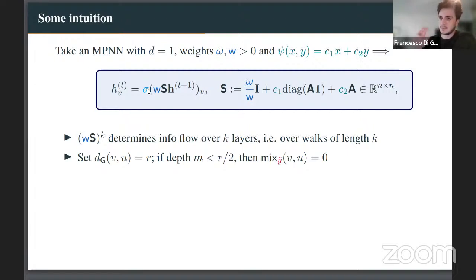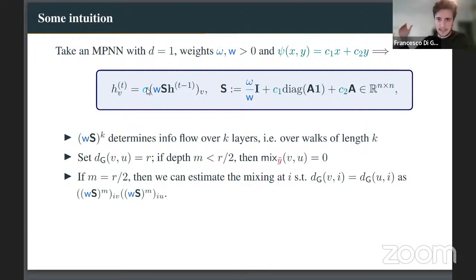If the depth is smaller than half the distance, then there is no node in the graph that can receive information from both v and u. It will either receive information from v, because it's closer to v, or to u, or from none of those, but not from both. So this is basically what in literature is commonly referred to as underreaching, which is the easy case where if you don't have enough layers, certain parts of the graph will not even be able to communicate at all. Right. Now, what if we actually hit the boundary case?